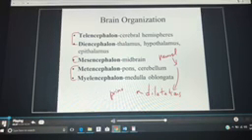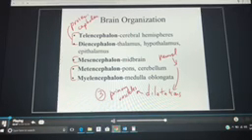You're going to have these 3 primary vesicles, and these are the primary vesicles: prosencephalon, mesencephalon, and finally rhombencephalon. So again, these are just little bulges that develop during the latter part of the 4th week of development in the embryo, forming these so-called 3 primary vesicles, and they are the prosencephalon, mesencephalon, and rhombencephalon.